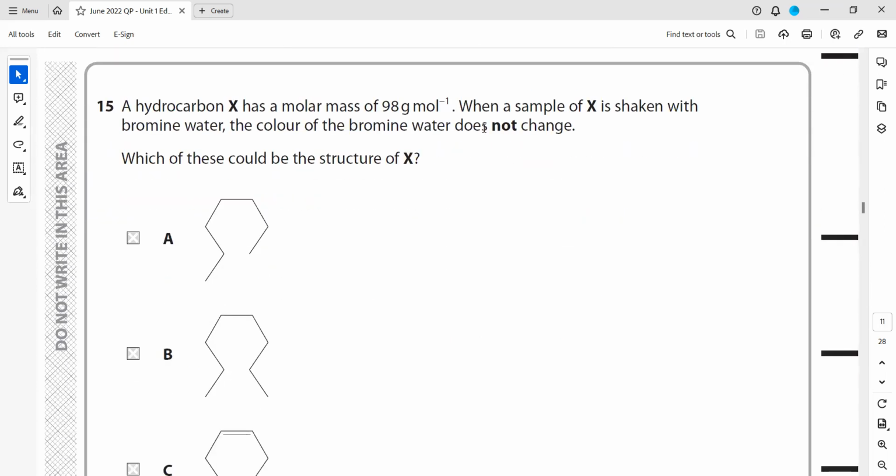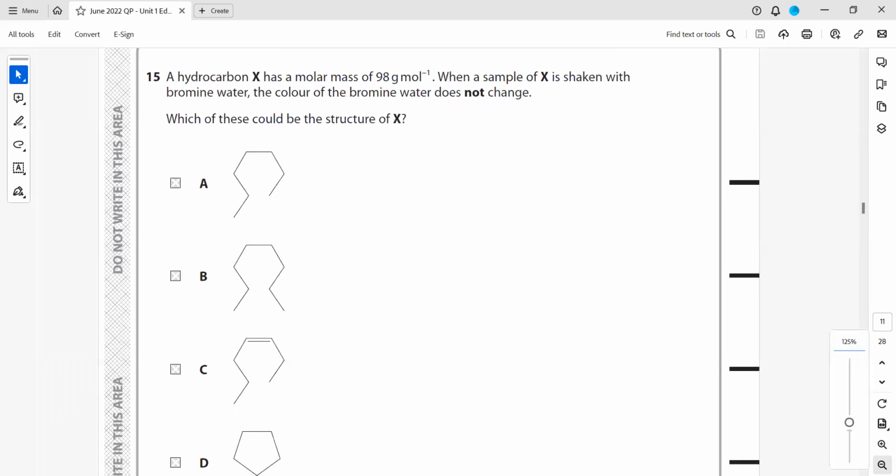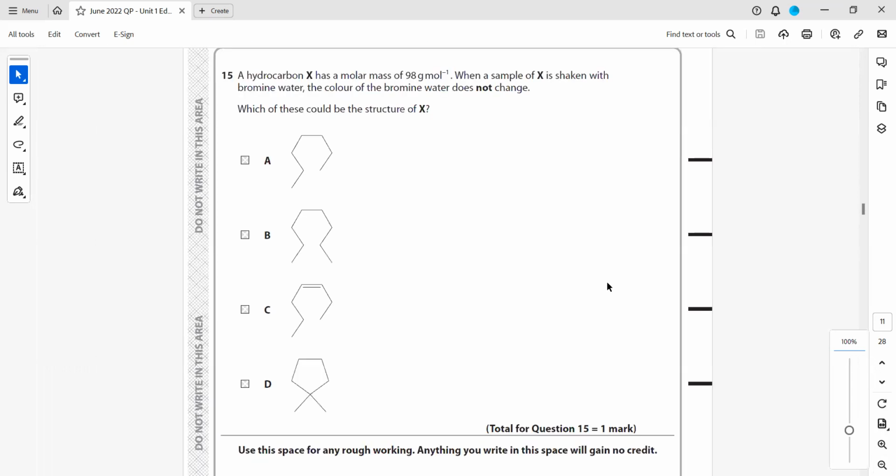Hydrocarbon X has a molecular mass of 98. When a sample of X is shaken with bromine, the color of the bromine does not change. So if the bromine color does not change, it is not an alkene. Then we have to count: 1, 2, 3, 4, 5, 6, 7. So this is C7, and because it's an alkane, H should be 16.